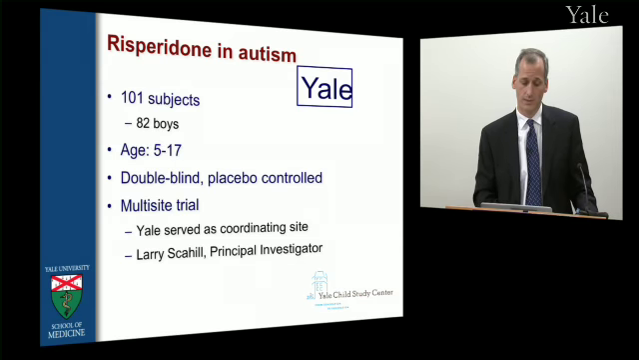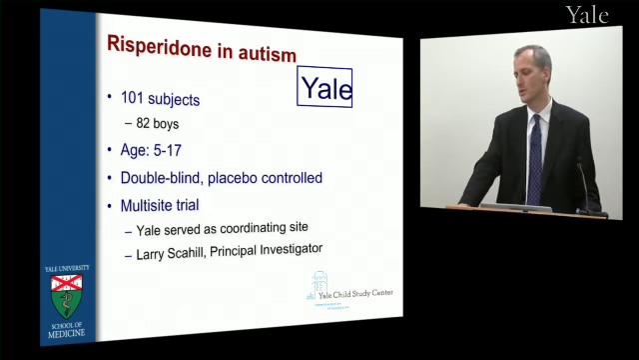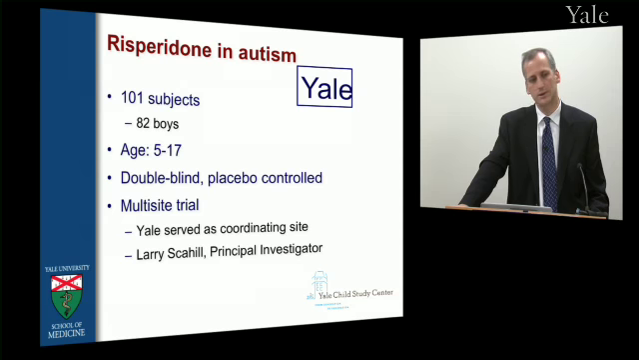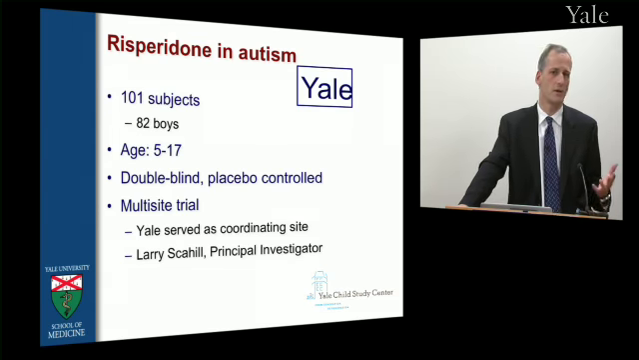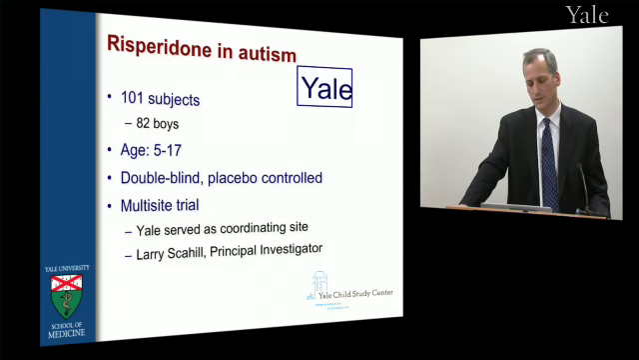There were 101 subjects, which doesn't sound like much, but this took a couple of years to recruit these subjects. The vast majority, consistent with what we know with autism, were boys. The age range was children and adolescents, ages 5 through 17, and this was a double-blind placebo-controlled study, meaning that neither the patient nor the investigators knew what the pill was that the children were receiving until after the study was completed.